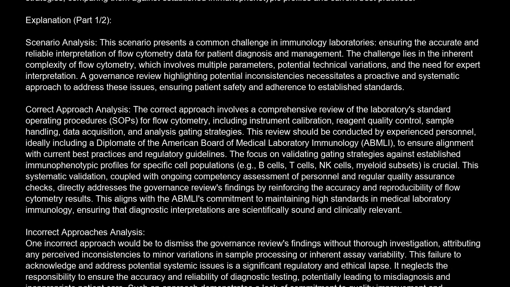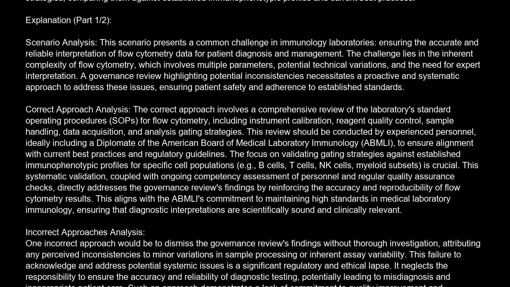The correct answer is A. Conduct a comprehensive review and validation of the laboratory's flow cytometry standard operating procedures, SOP, including instrument calibration, reagent quality control, sample handling, data acquisition, and analysis gating strategies, comparing them against established immunophenotypic profiles and current best practices.